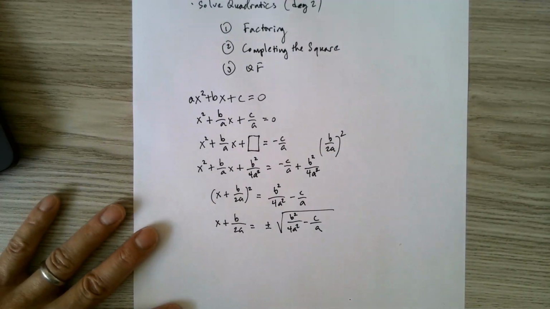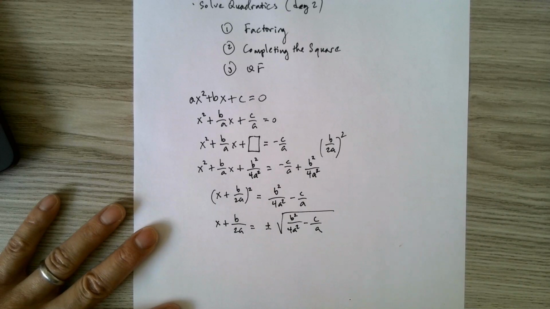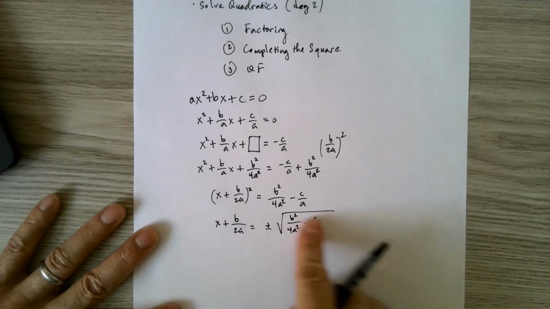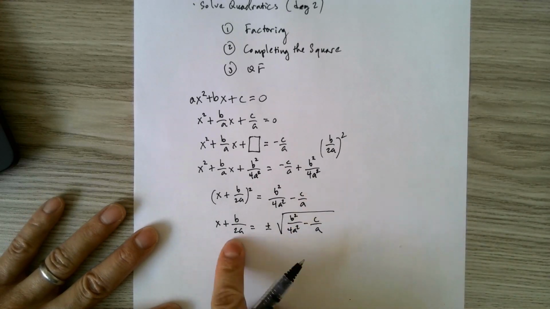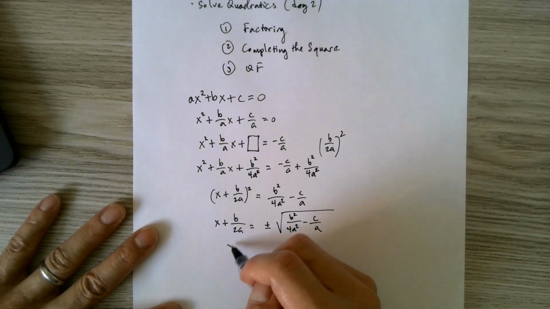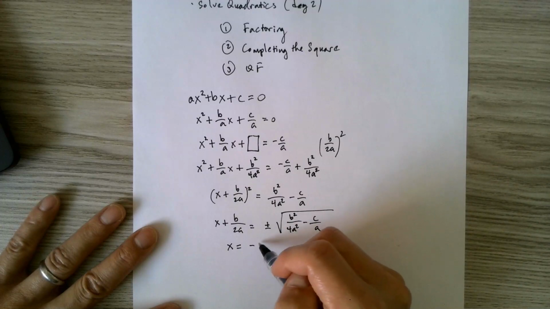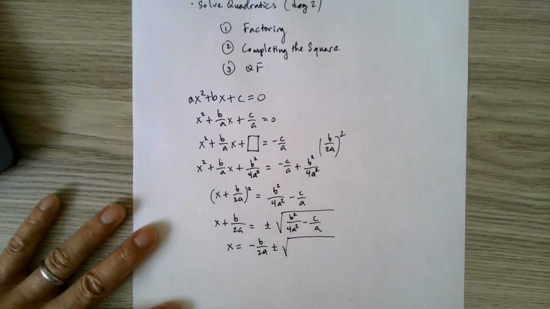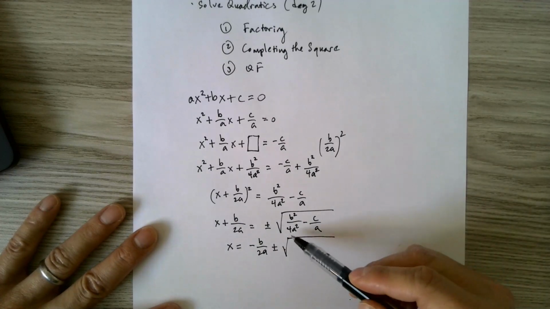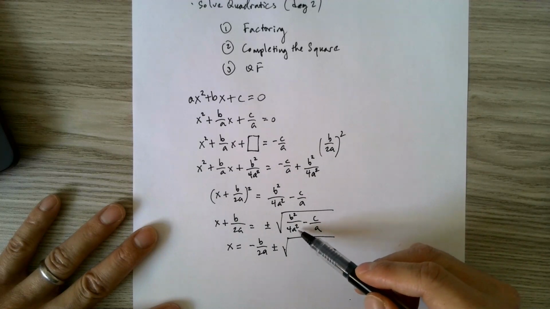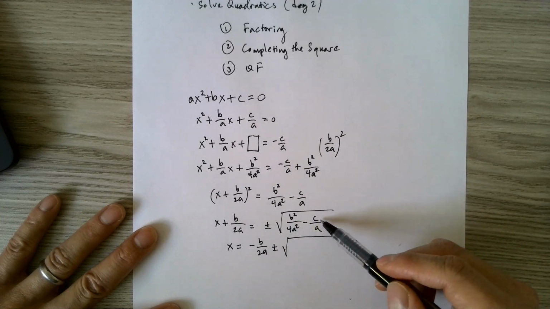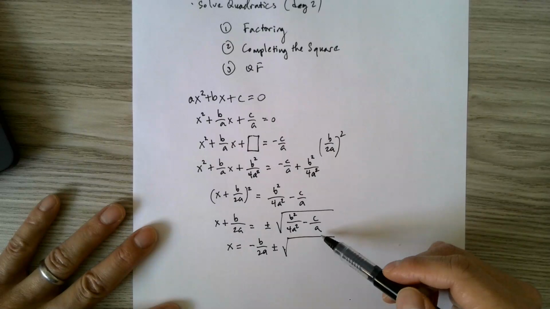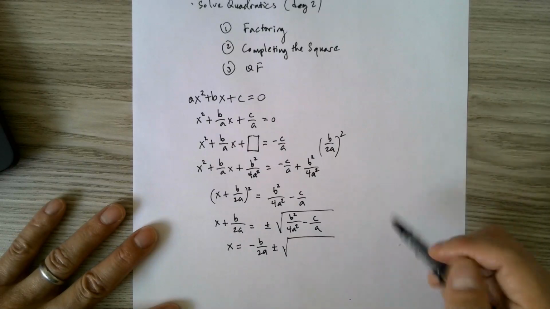Okay, now we basically have to do 2 things. We have to simplify what's in the radical, and then we have to bring that b over 2a to the other side. So I'm going to do both at the same time. So in the radical I have 2 fractions. The least common denominator is 4a squared. So I've got to multiply this c over a by 4a over 4a.